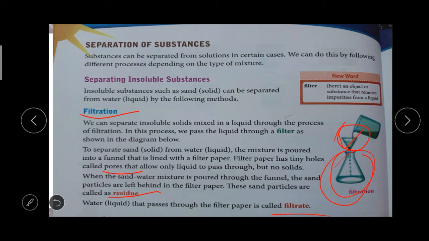Do you understand that? We will do one experiment. Through this experiment you will understand about filtration.